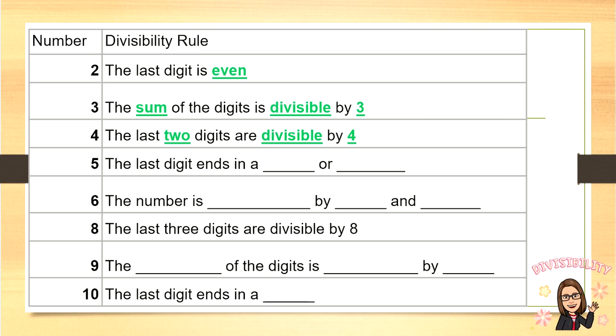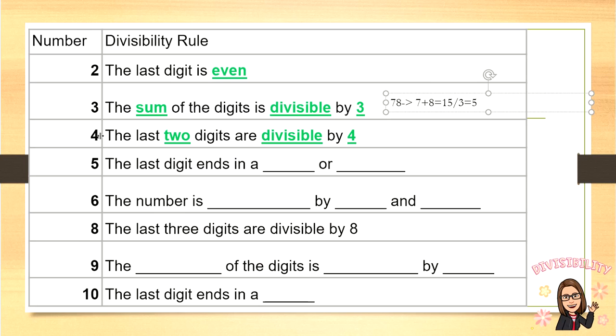Next one, divisible by 3. The sum of the digits is divisible by 3. That means if you have a number and you add up its digits together, my example is the number 78. I look at the digits, and I know that 7 plus 8 equals 15. Well, 15 divided by 3 equals 5, so then that one would be divisible by 3.